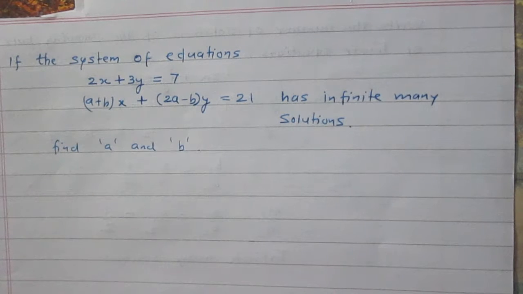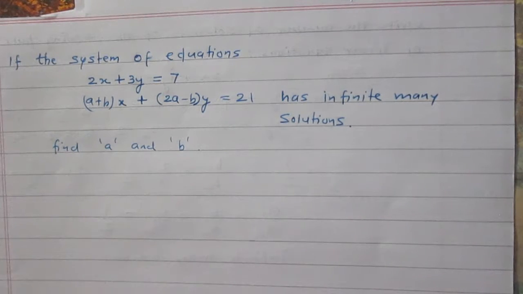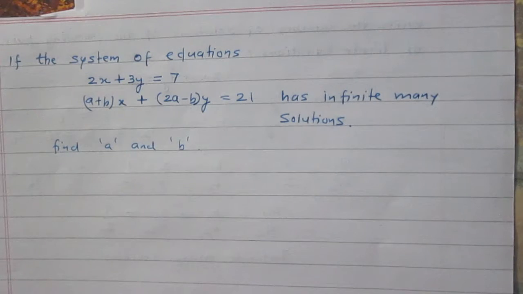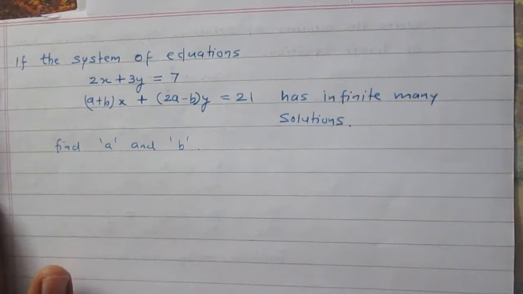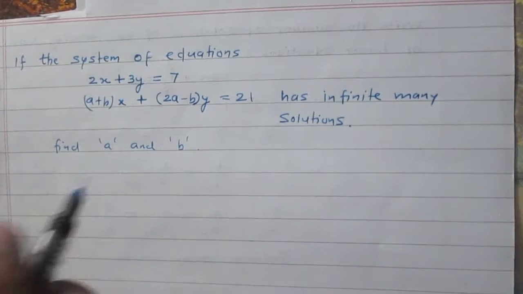In this question, we are given a pair of linear equations, and we are also given that this pair of linear equations has infinitely many solutions, and we are to find the values of a and b. Let us consider a general form of pair of equations.